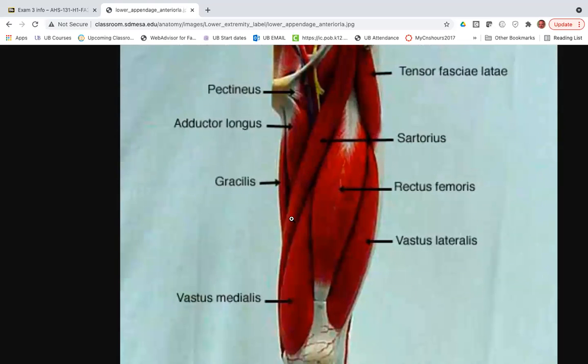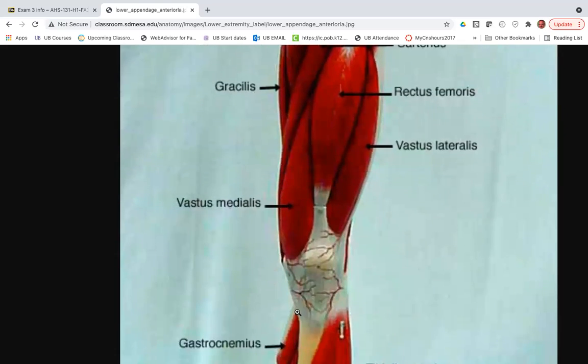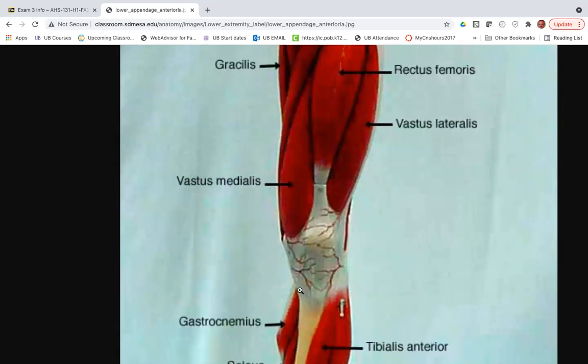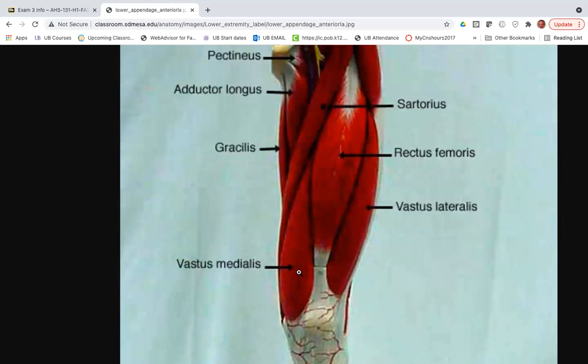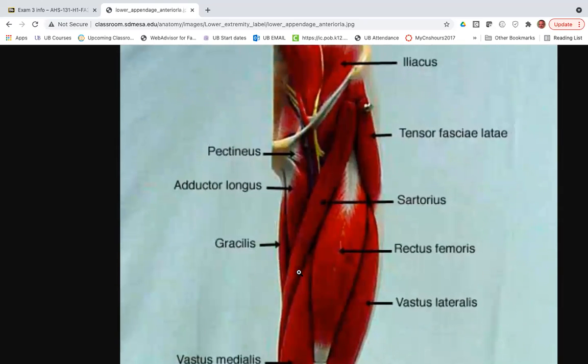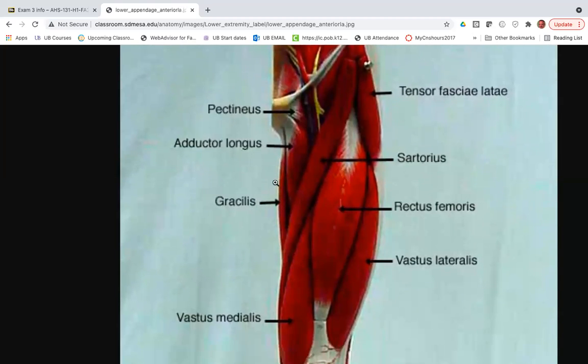So the sartorius comes down and inserts just medial to the tibial tubercle, right here. It's on a region called the pes anserine, the pes anserine. Okay, now medial, right here medially is the gracilis, second longest muscle in the body.